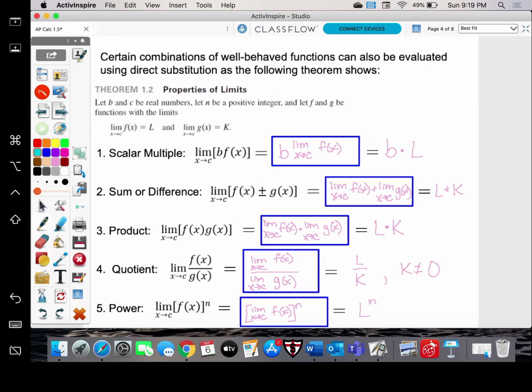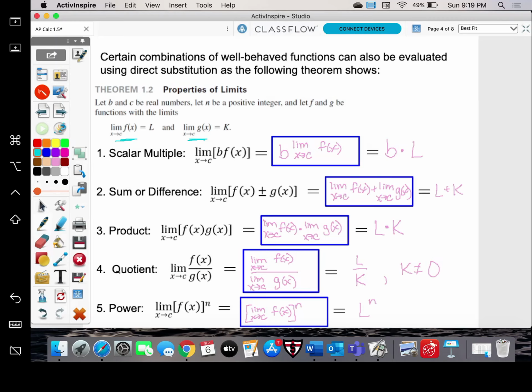Some more in-depth properties are different ways that we can combine functions or manipulate them a little bit, but as long as your functions f of x and g of x have limits and are the well-behaved kinds of functions, then direct substitution works as well. So number 1, if we have a scalar multiple, you just end up taking that multiple times whatever the limit of f of x was. Those were defined as L and K up there for f of x and g of x respectively. So we get b times L, whatever it is.